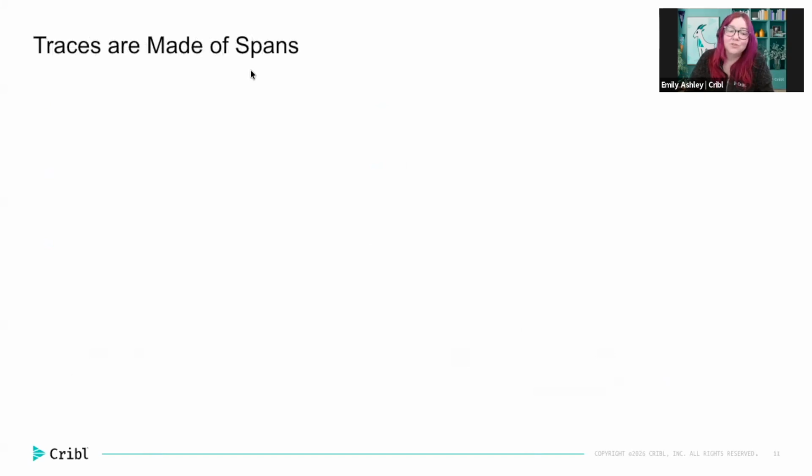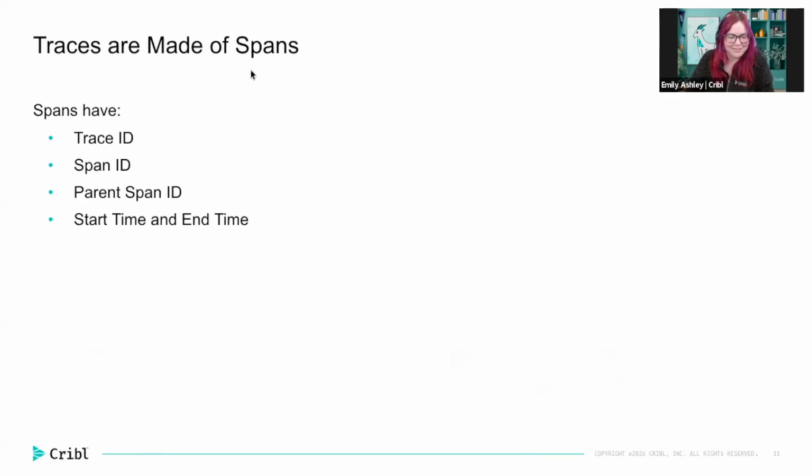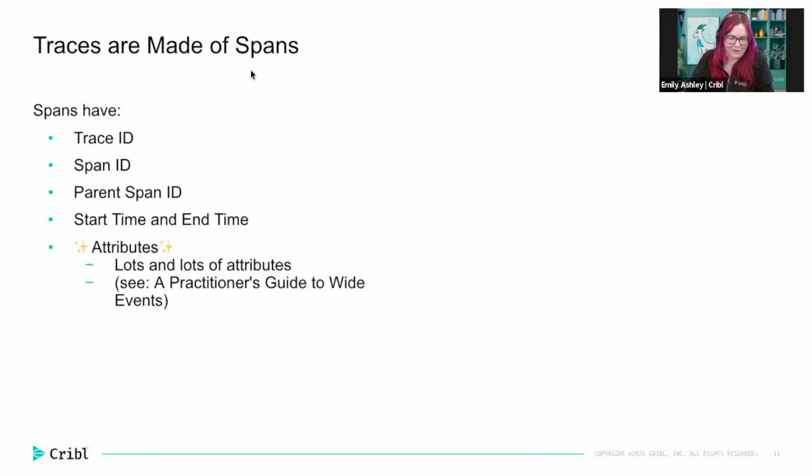So traces. Traces are made up of spans. Spans in the OpenTelemetry data model have a trace ID, span ID, a parent span ID, a start time and end time to make up the duration, and attributes. Lots and lots of attributes. There's a blog post I like called A Practitioner's Guide to Wide Events on how to use some of these attributes. I also want to note here there are other fun things in the data model like span events or span length.